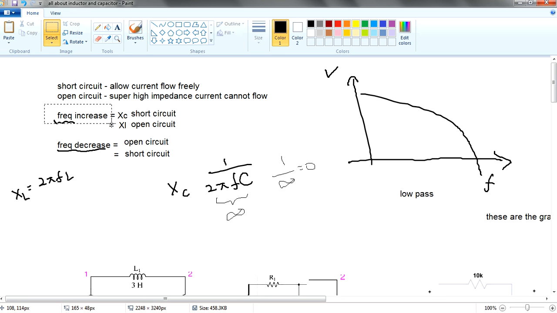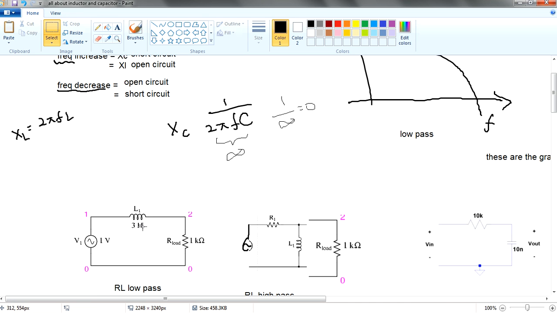However, if the frequency increases, for the inductor you actually create an open circuit, because a lot of reactance will be in this inductor. You see, so you actually create a lot of high impedance.